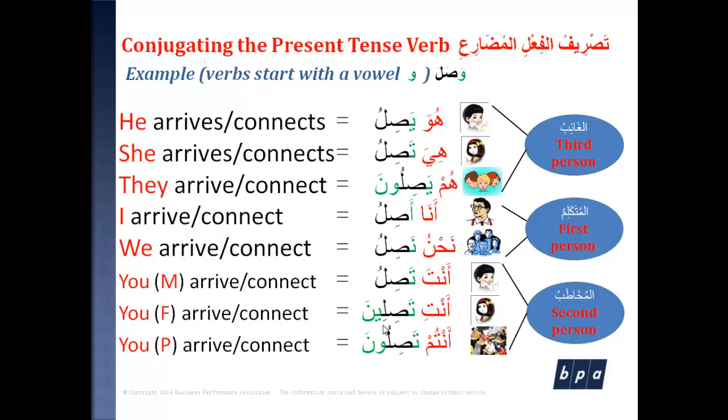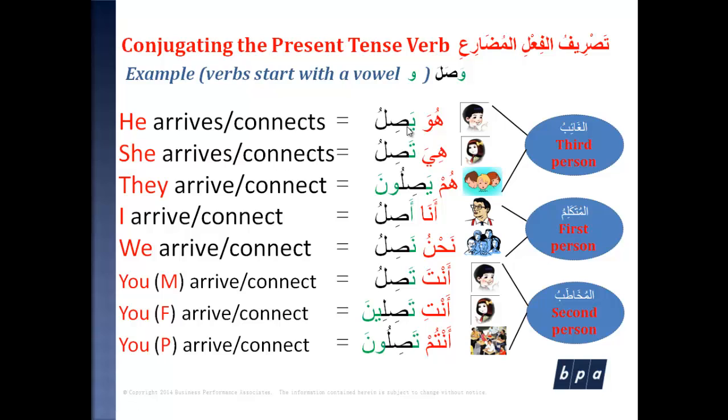So here's another example with a verb that starts with a vowel. Here in this case, the waw: wasala, huwa wasala. When we come to the present tense, it becomes huwa yasilu. You can see that the waw basically changed to a ya.